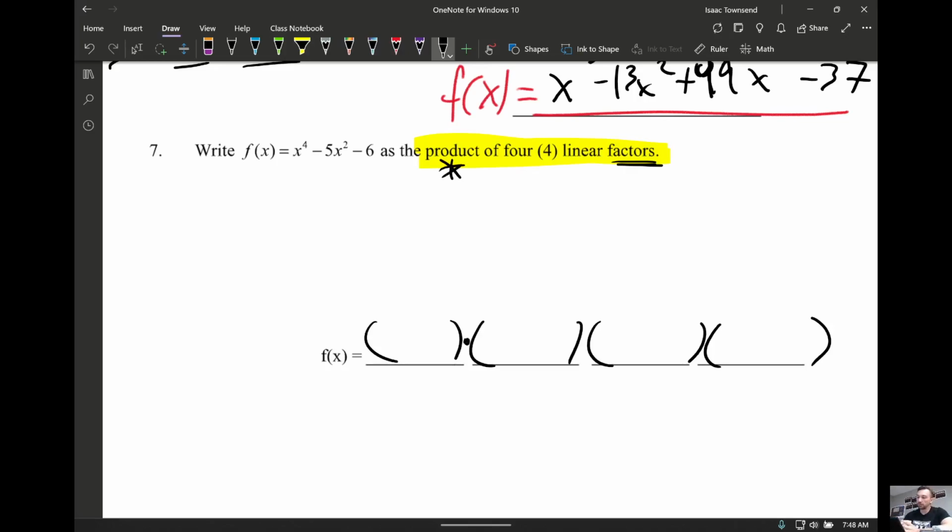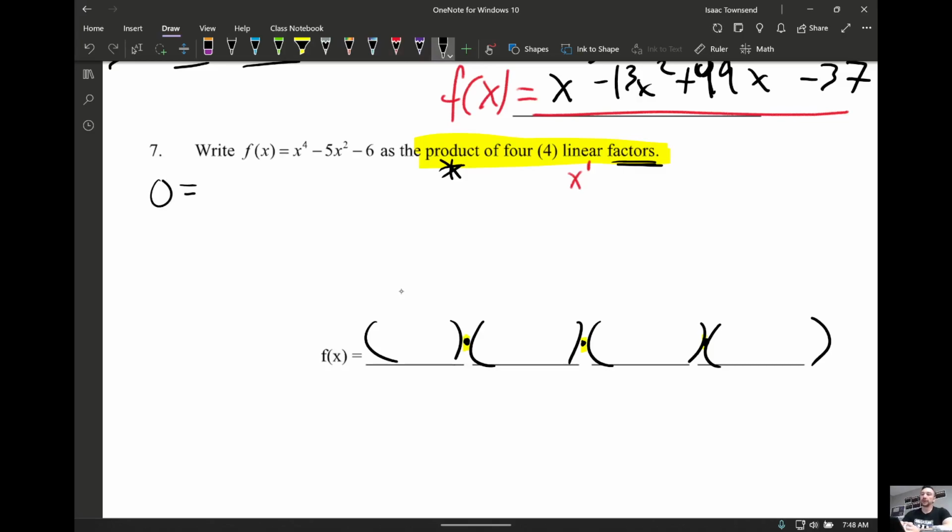Product means multiply. So we're not going to separate the factors with commas. We're going to multiply them. And they need to be linear. Linear means your exponents on x should be 1.